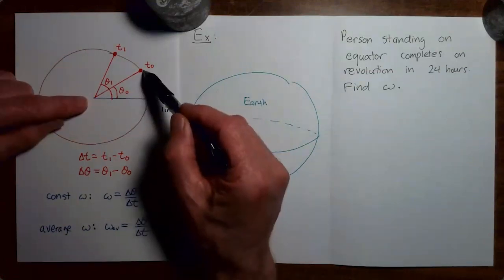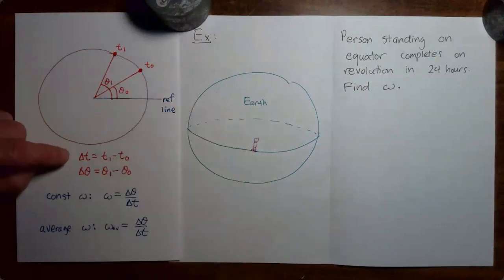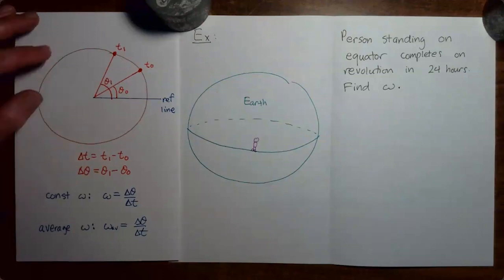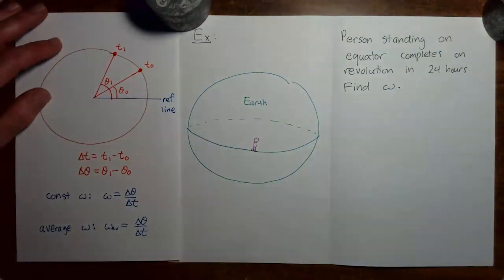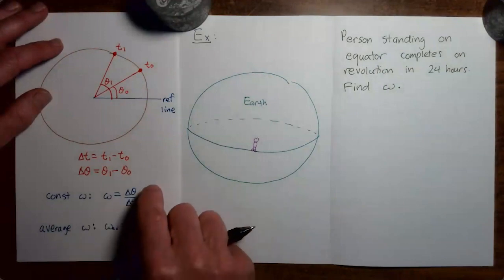The idea is that we have some object which is moving on a circle, and we say that in a particular process, the elapsed time is delta t, and the change in angle that the object went through is delta theta. If the angular velocity is constant, then the angular velocity would then be equal to change in angle over change in time.